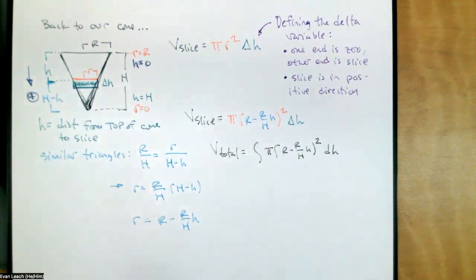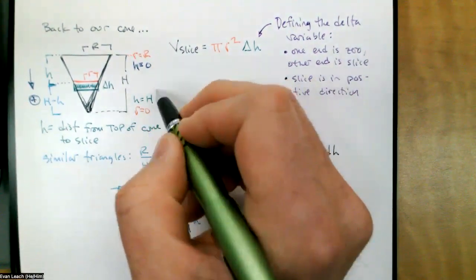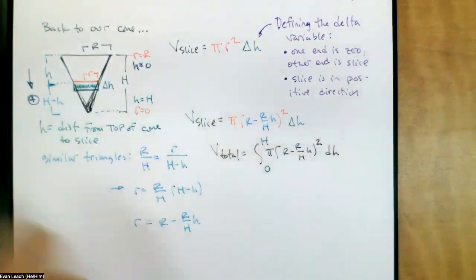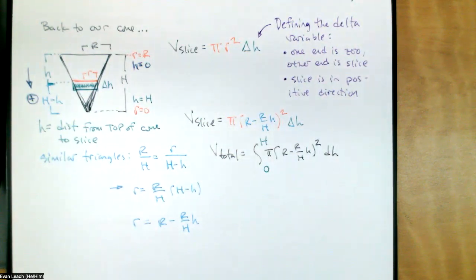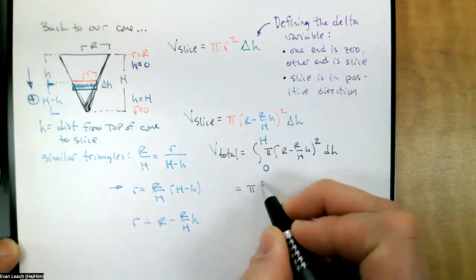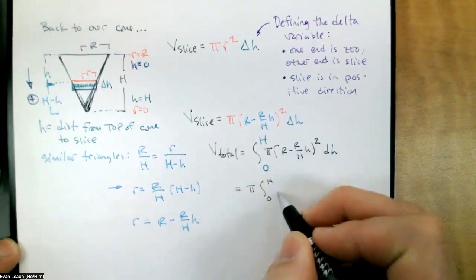The values of little h that are in play are from 0 to h. So here is where we are multiplying by the height of our cone. We would probably clean this up a little bit before we start integrating. I'd factor out the pi. I would leave this being squared.